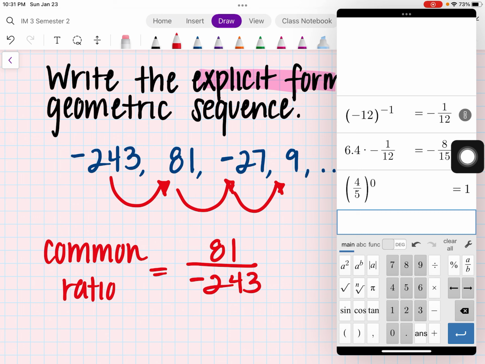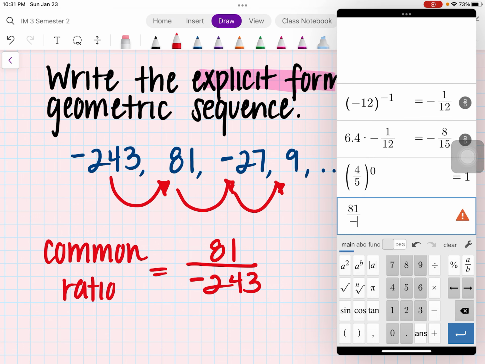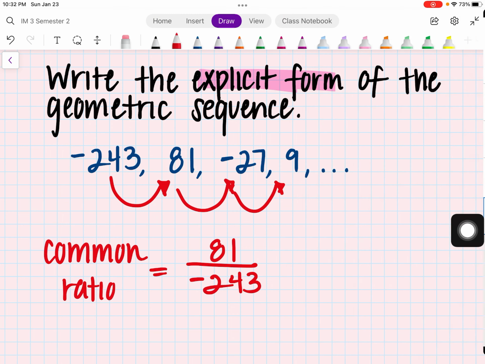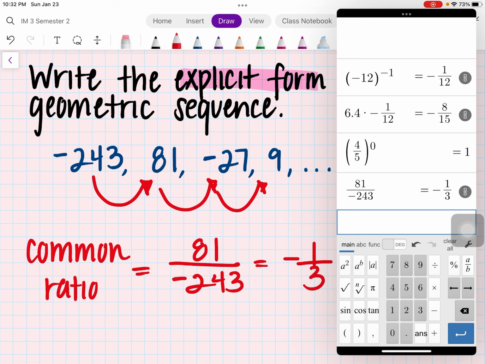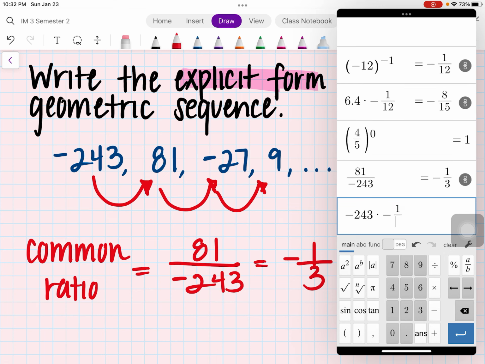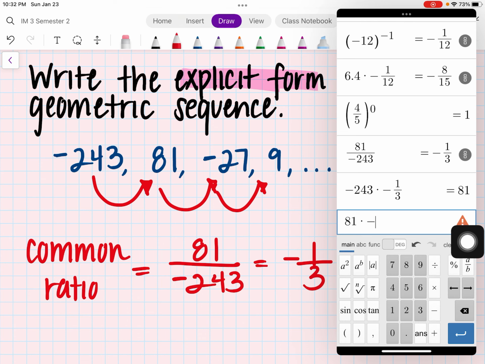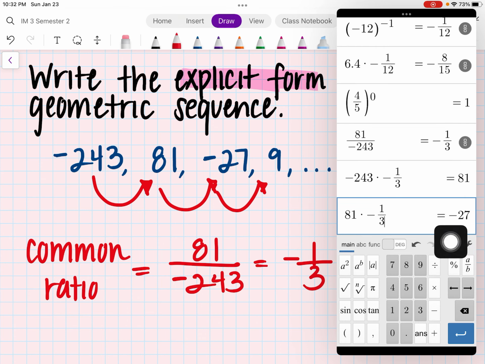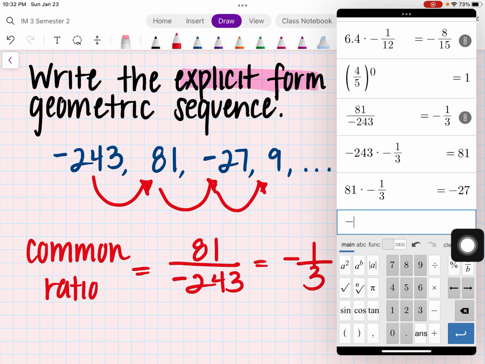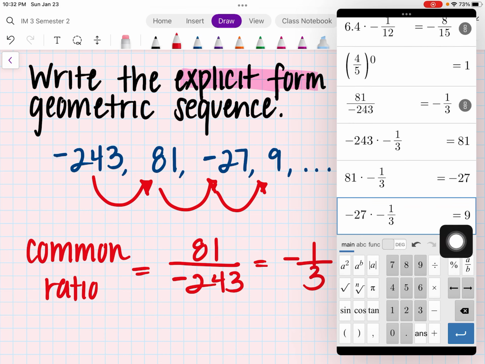So in this case, I'm going to go ahead and do 81 divided by negative 243. And that's going to give us a negative 1/3. And then just to check, I have negative 243 times a negative 1/3. That's going to give us 81. Now let's go ahead and multiply 81 by a negative 1/3. It's going to be negative 27. And then negative 27 times a negative 1/3, 9.